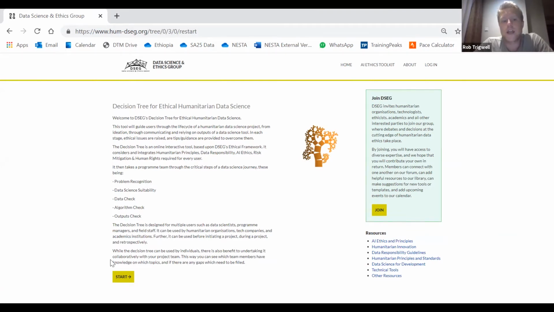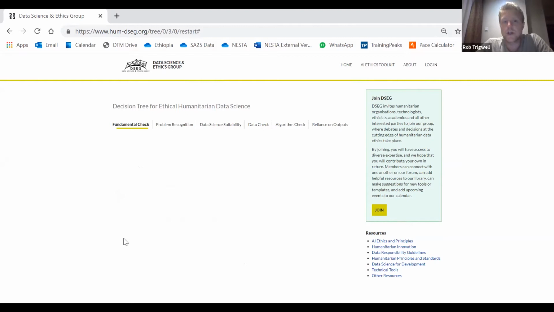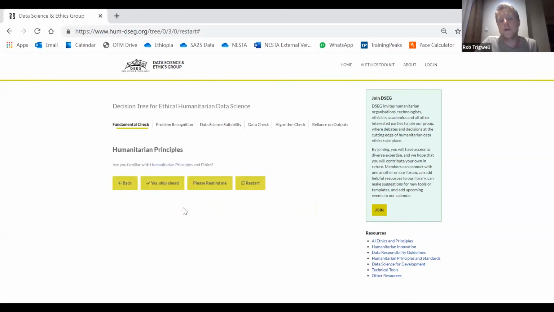So we'll share the link, but basically you can log on and you'll see the main steps here. First thing you do is fundamentals. You would go through the key aspects of the fundamentals before you even start the decision process. Let's just say I'm really up to speed with the ethics of AI, so I know that information, but maybe my knowledge about humanitarian principles is a bit rusty, so remind me again.